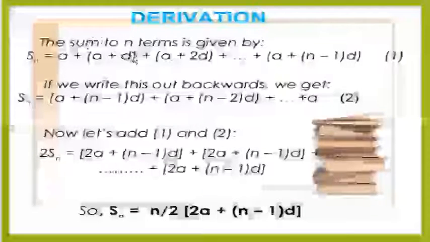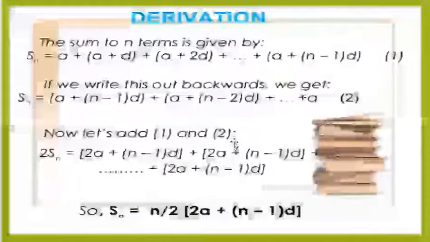Derivation. The sum to n terms is given by Sn is equal to a plus (a plus d) plus (a plus 2d) plus dot dot dot plus (a plus (n minus 1) into d). Remember this equation. Now if we write this out backwards, we get Sn is equal to (a plus (n minus 1) into d) plus (a plus (n minus 2) into d) plus dot dot dot plus a. This is the second equation.